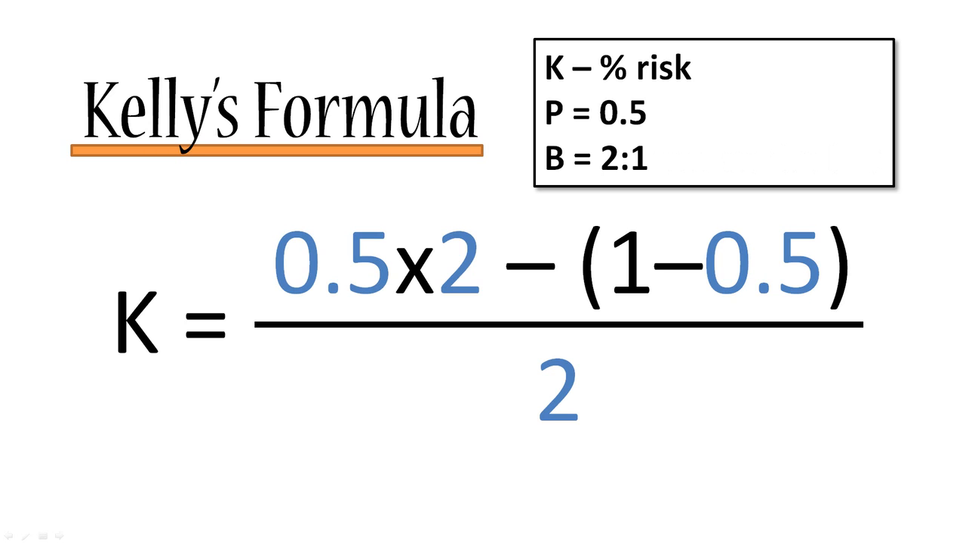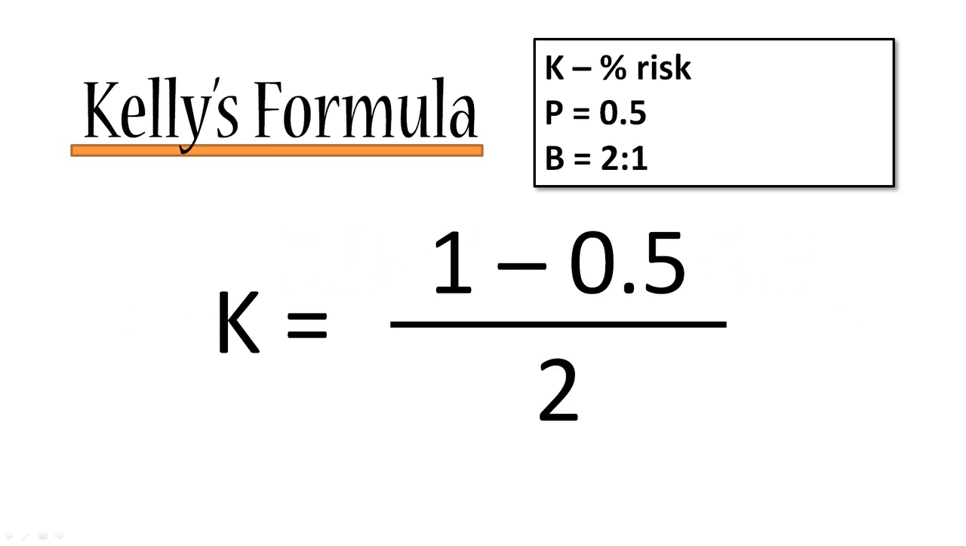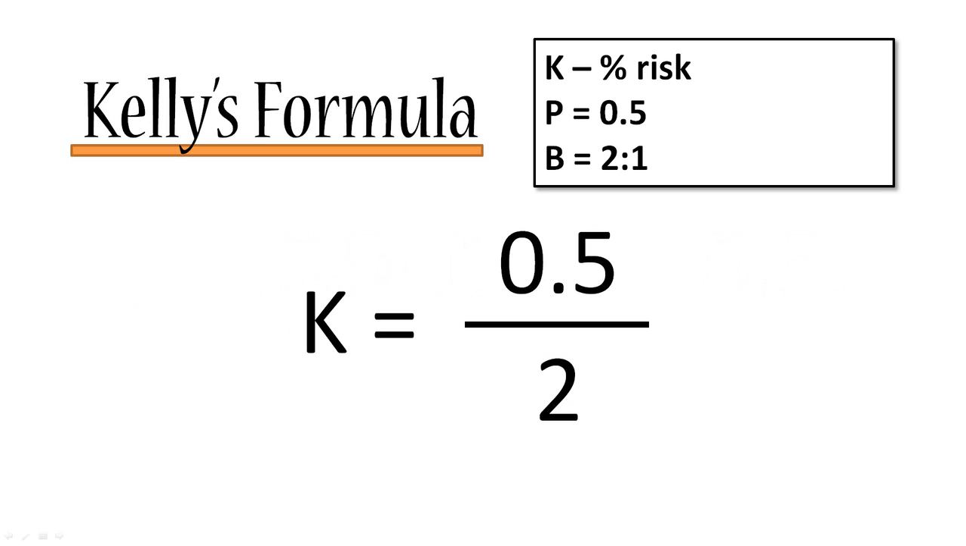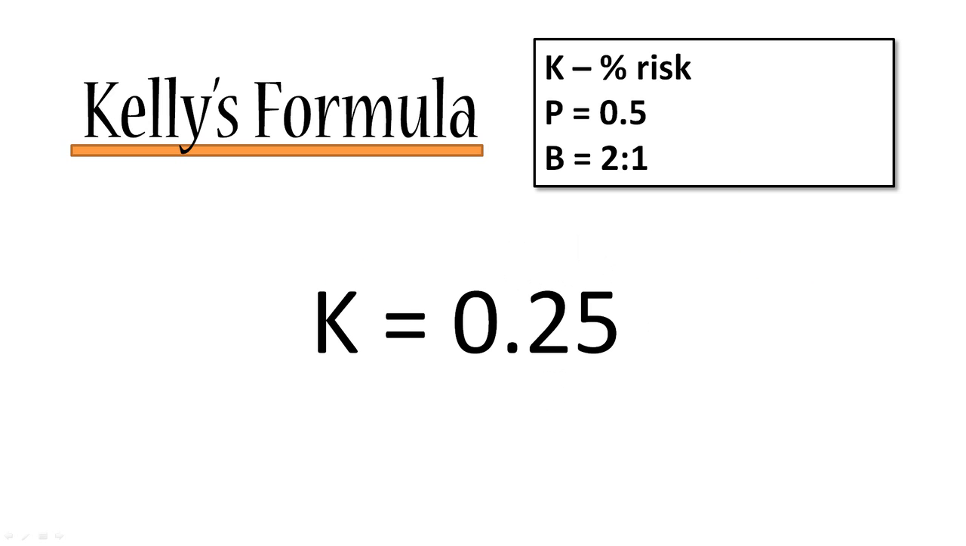So 0.5 times 2 will obviously give us 1, and 1 minus 0.5 will also give us 0.5. So that's our first step. Our next step is to calculate the numerator. That's 0.5 over 2, and now the final result is 0.25. So that means K is equal to 25%. And what it's telling us is that if we want the optimal outcome in the long run for our coin toss game, then we should risk 25% of our balance on every coin toss.